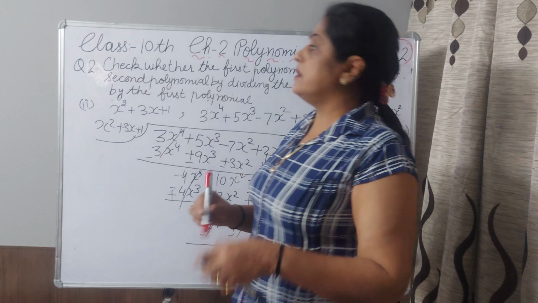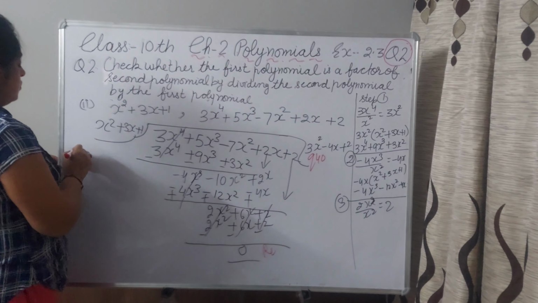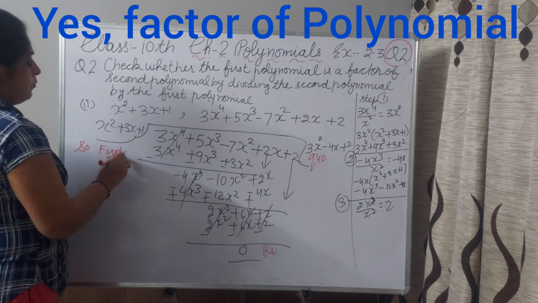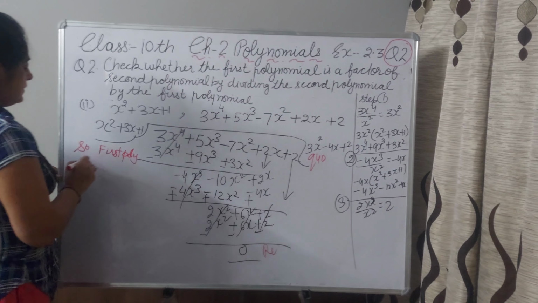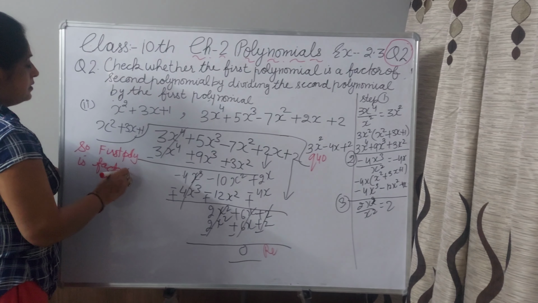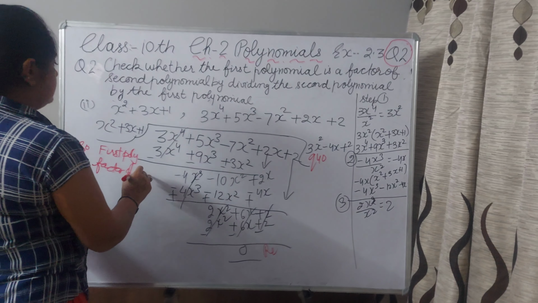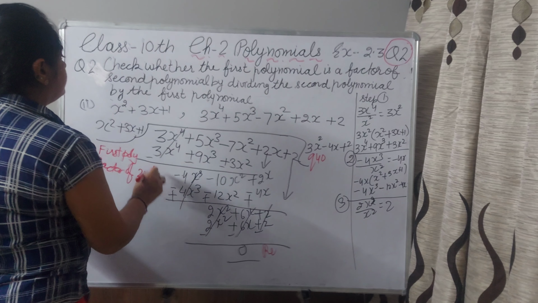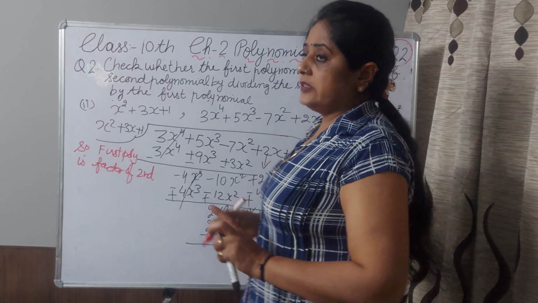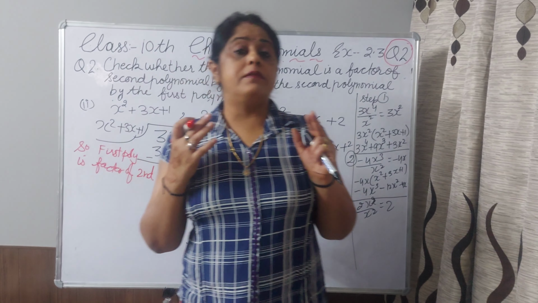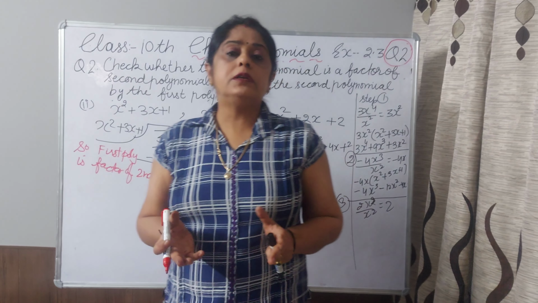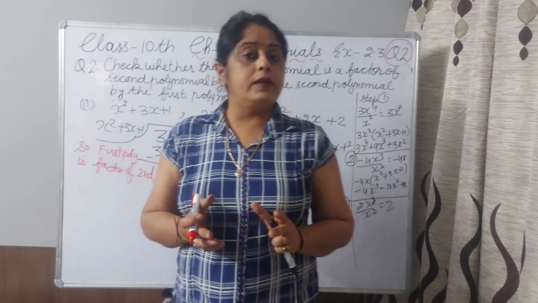Our remainder is coming 0. So the first polynomial is a factor of the second. Because what is the statement? Check whether the first polynomial is a factor of the second polynomial. If our remainder is coming 0, then it is a factor. If our remainder is not coming 0, then it is not a factor.